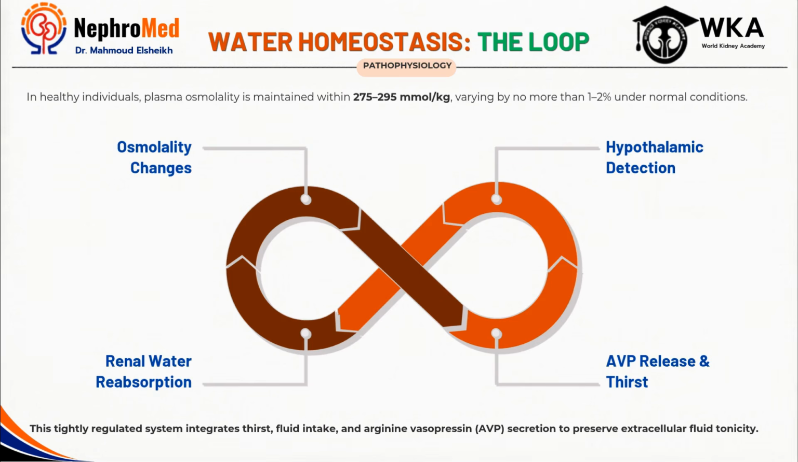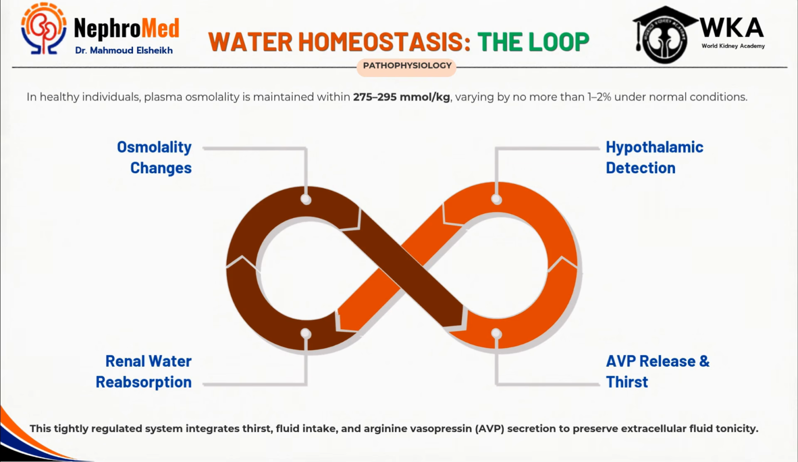To understand hyponatremia, we first need to understand how the body normally regulates water balance. Under normal physiological conditions, plasma osmolality is kept within a very narrow range, usually around 275 to 295 millimoles per kilogram. And honestly, it's amazing how tightly controlled this system is. The process starts when there is even a slight change in osmolality. Specialized osmoreceptors in the hypothalamus detect that change almost immediately. Once detected, the brain responds through two major mechanisms. First, stimulation of thirst, and second, release of arginine vasopressin, or AVP, also known as antidiuretic hormone.